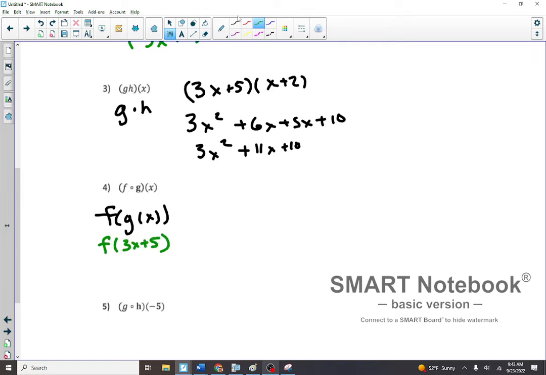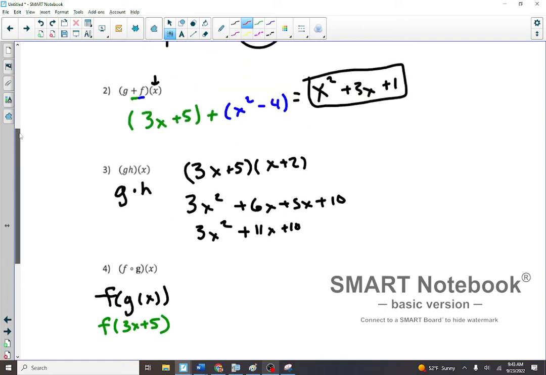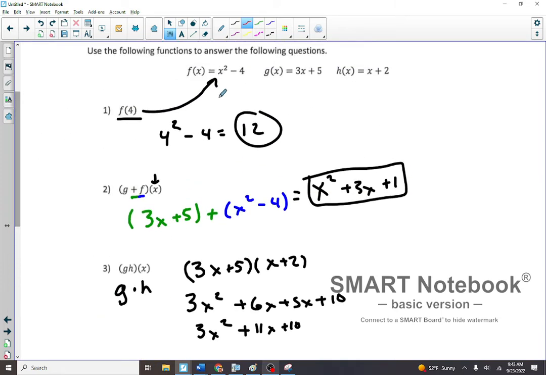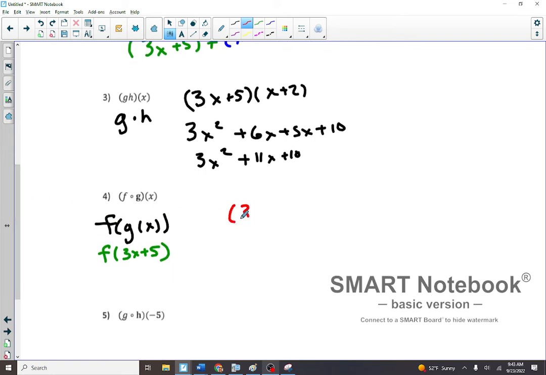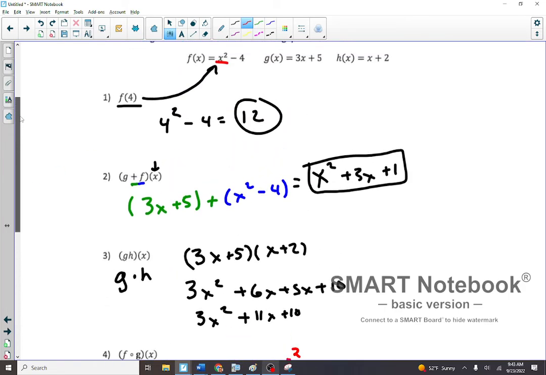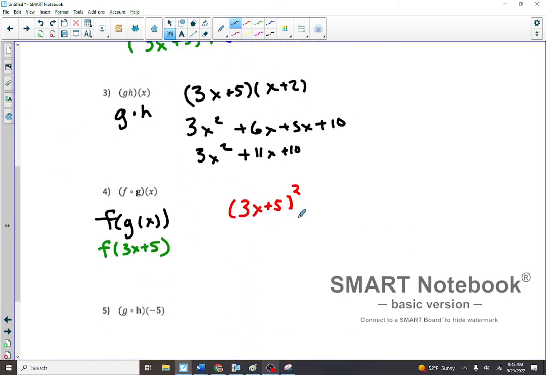Now that 3x plus 5, I'm going to plug it into every instance in f of x. And it only happens once, but it happens in a square. So it's going to be 3x plus 5 squared minus 4. So that minus 4 just stays around. Remember, do not distribute the square. You have to rewrite it and FOIL it, like 3x plus 5 times 3x plus 5. Or remember the pattern of it.